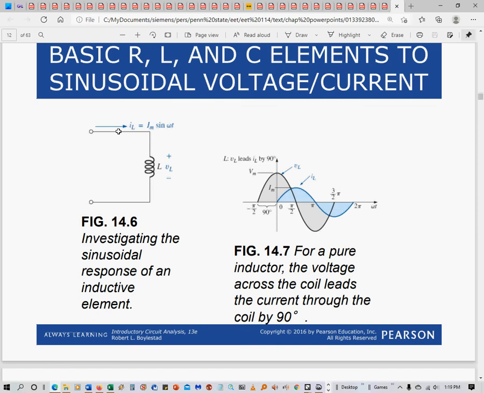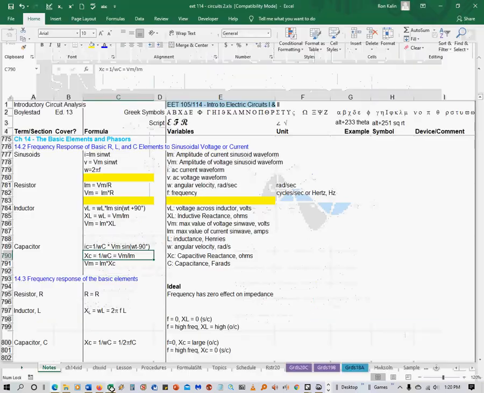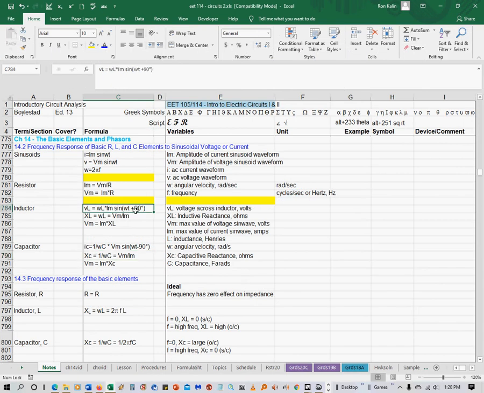So here's an example of the current flowing through an inductor. This is a sinusoidal current, and then the resulting voltage leads the current by 90 degrees. So you get this V sub L leads I sub L by 90 degrees. So when you have this, that plus 90 means it leads by 90 degrees.